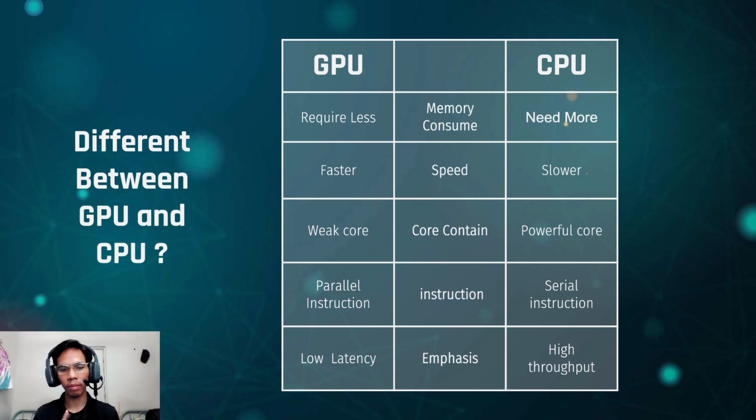But in the instruction method, the GPU uses parallel instruction processing rather than a CPU using serial instruction processing. Finally, we see the emphasis of the GPU using low latency rather than a CPU using high throughput in the computer.